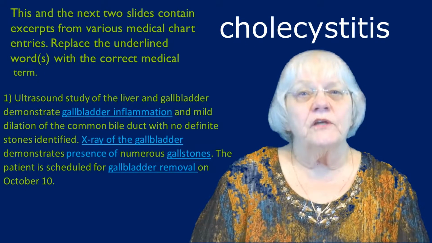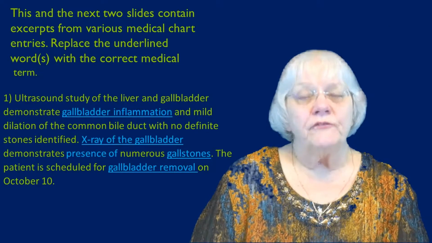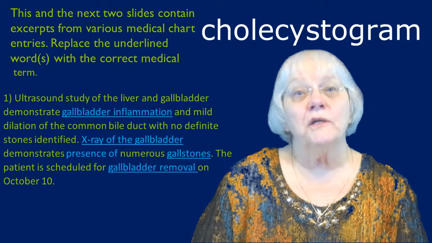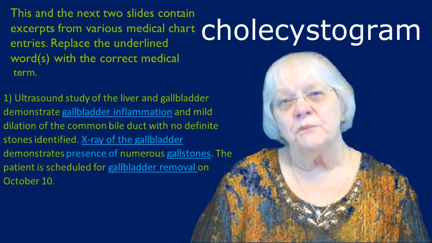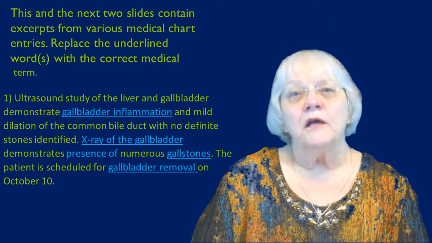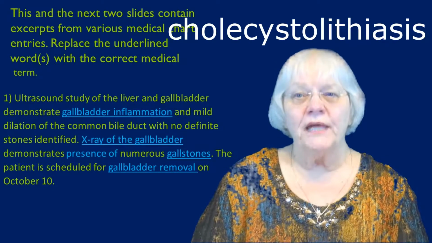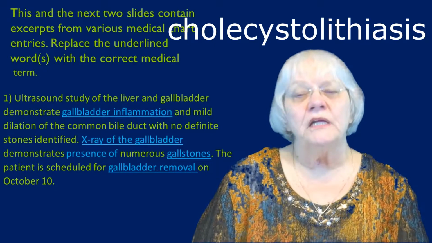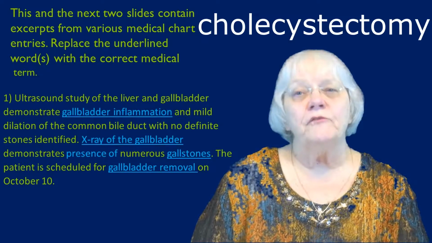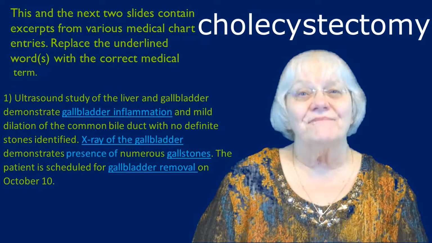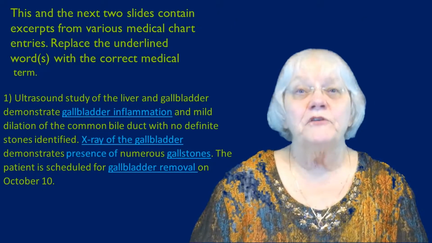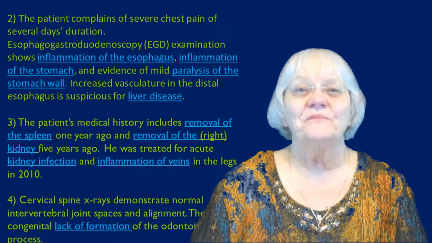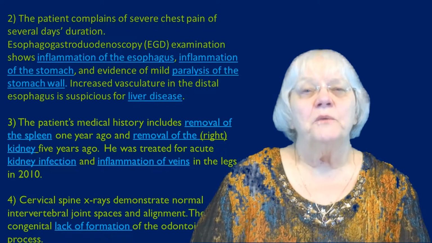It showed dilation of the common bile duct and no definite stones identified. Okay. However, X-ray of the gallbladder, called cholecystogram, did demonstrate the presence of stones, meaning cholecystolithiasis, gallbladder stones. The patient is scheduled for surgery, gallbladder removal, in a few days. Gallbladder removal would be cholecystectomy. Okay? So you notice if you know cholecyst, you can put a lot of suffixes with cholecyst and make some good words as well.